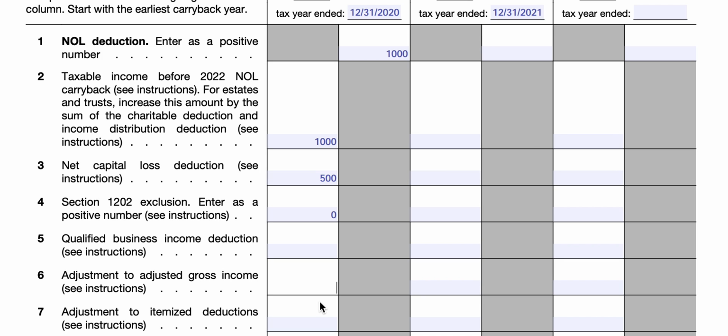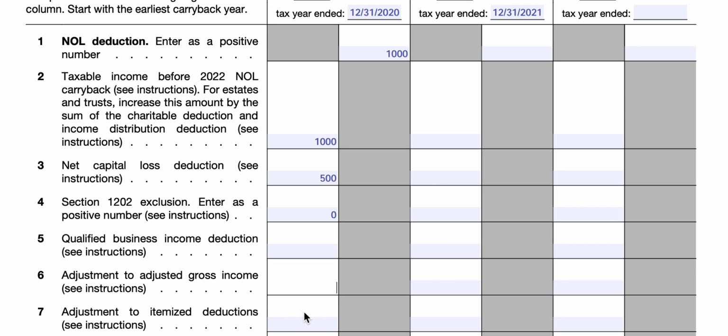So for purposes of determining the adjustment to each of these items, the AGI is increased by the total of the amounts in lines 3 and 4. So if you didn't have any items in lines 3 or 4, then you shouldn't have to make any adjustments to AGI in line 6.